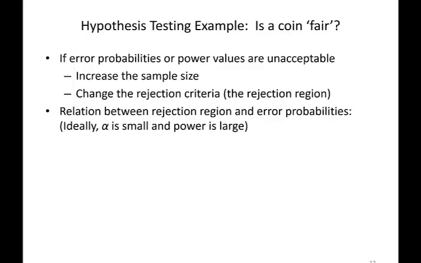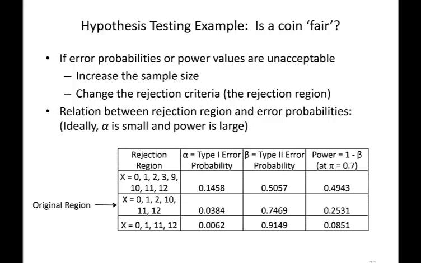So keep in mind that we want alpha to be small and we want the power to be large. That means beta is small. Well, look at what happens when we change our rejection region. So the original region was x equals 0, 1, 2, 10, 11, or 12. And alpha with that region was about 4%. And beta was about 75%, which means the power is at 25%.